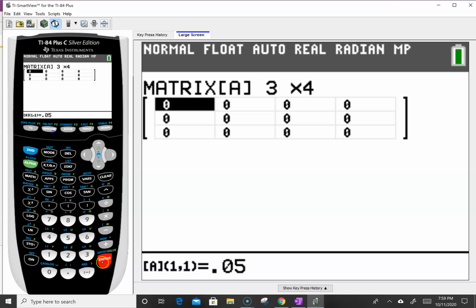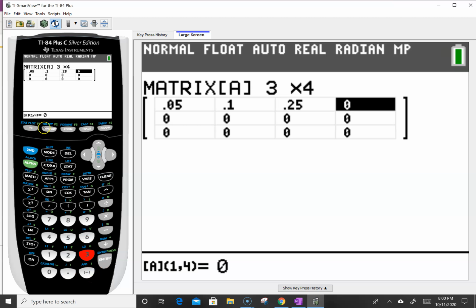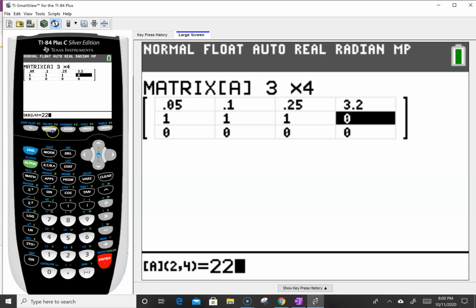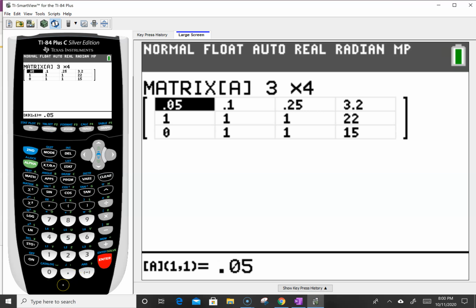Okay, and then we got to put our information in. So 0.05 and 0.1. 0.25, and my constant 3.2. And then my next one is 1, 1, 1, 22. And then my next one is 0, 1, 1, and 15. Okay, now that we have it entered, to get out of that, you do second quit.